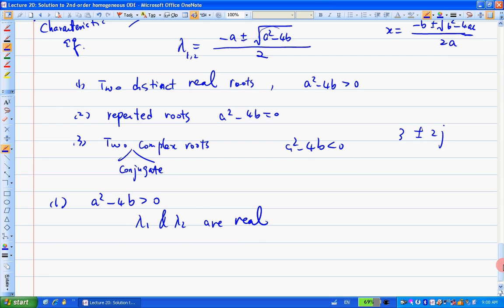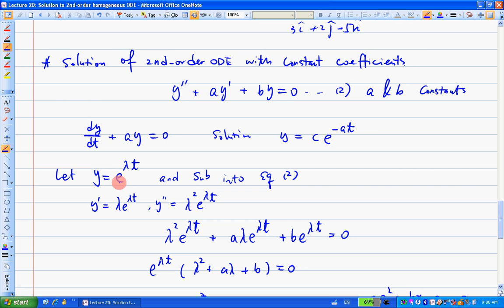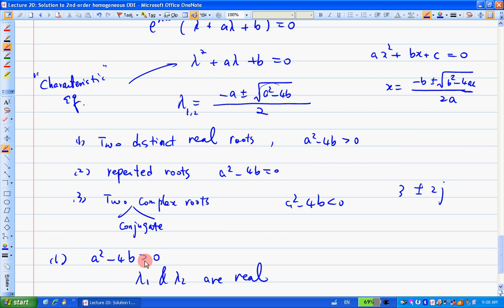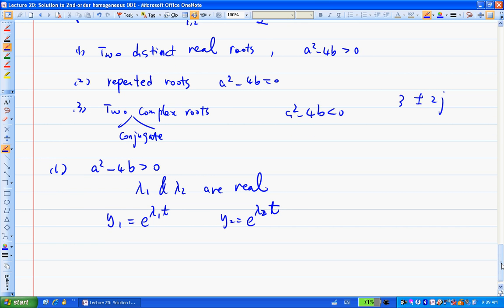And if they're real, always remember the bigger picture. The bigger picture is we let y equal e to the power lambda t. Basically, we assume this is a solution, and this is only a solution when lambda satisfies this equation. Now that I have my lambda solutions, and for this case lambda is real, how many solutions do I have? I have two solutions: y1 equals e to the lambda 1 t, and y2 equals e to the lambda 2 t.